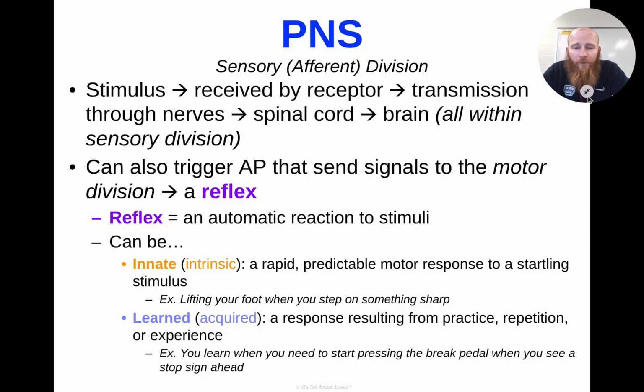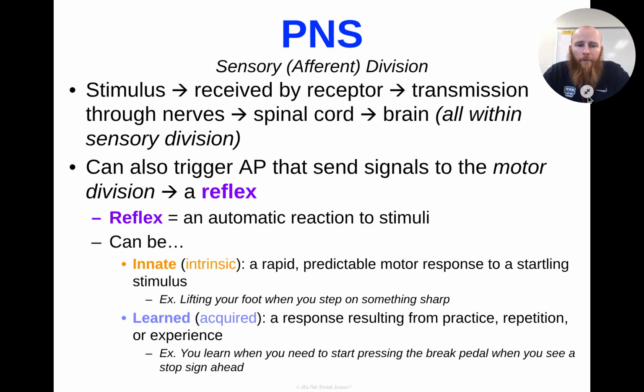Okay, we think of reflexes as automatic reactions to stimuli. So these are good because sometimes we want really, really quick responses that we can act on even quicker than what it might take our spinal cord and our brain and our decision-making centers and then the motor outputs from those. We want it faster than that a lot of times, and that's what reflexes are so useful for. And so these reflexes, they can be innate or what we call intrinsic. These are rapid, predictable motor responses to some sort of a startling stimulus.